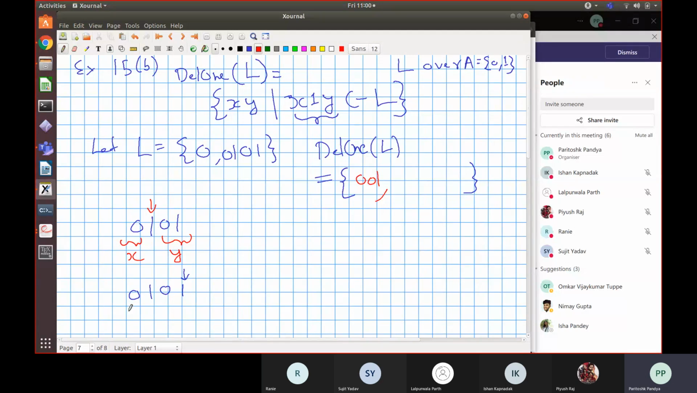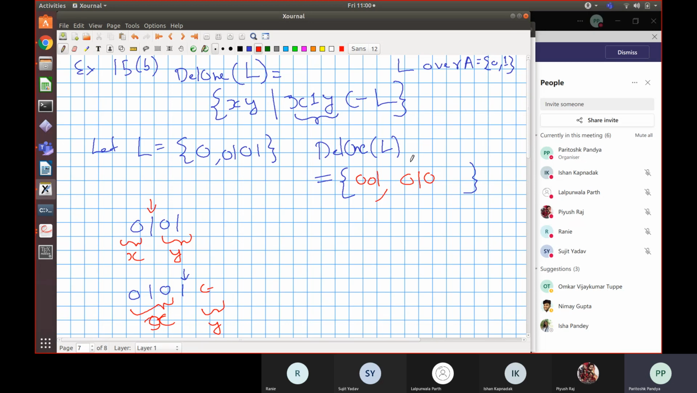In that case, this string would be my x. There is an epsilon after this, which I take as my y, and this 1 I delete, right? So if I delete that, I will take x followed by y, which is 0, 1, 0 followed by an epsilon, which is 0, 1, 0, right? So my del 1 of L is this. Agreed? So it's the idea of words from L which have at least one 1, and obtained by deleting one of those ones. That is called del 1 of L.